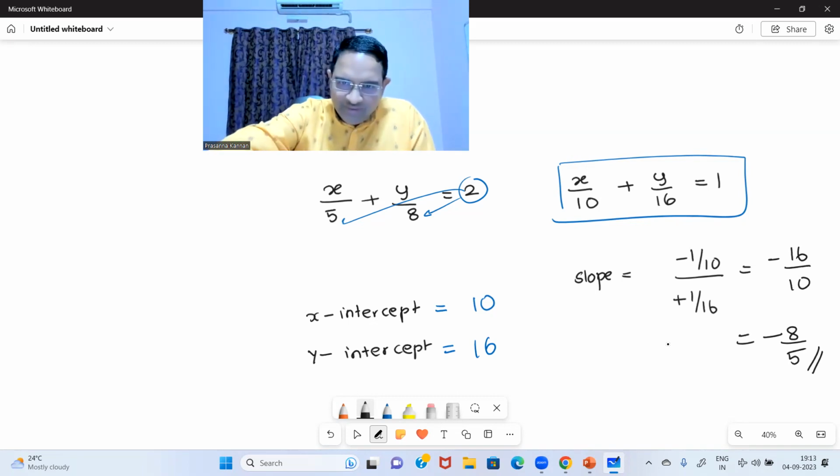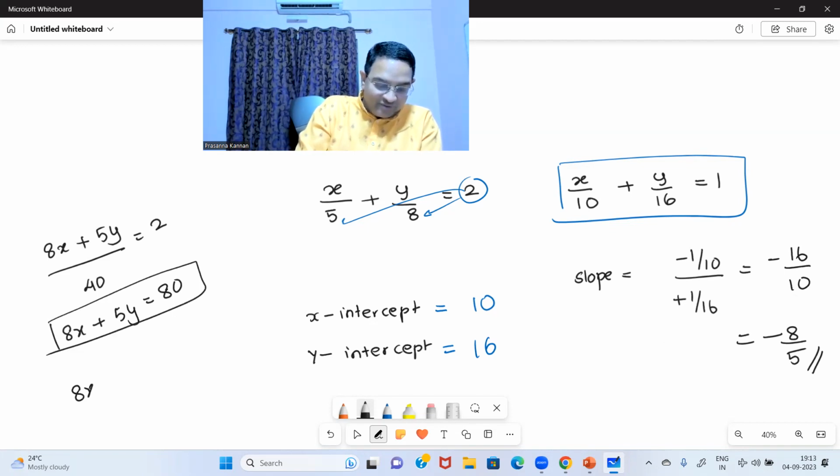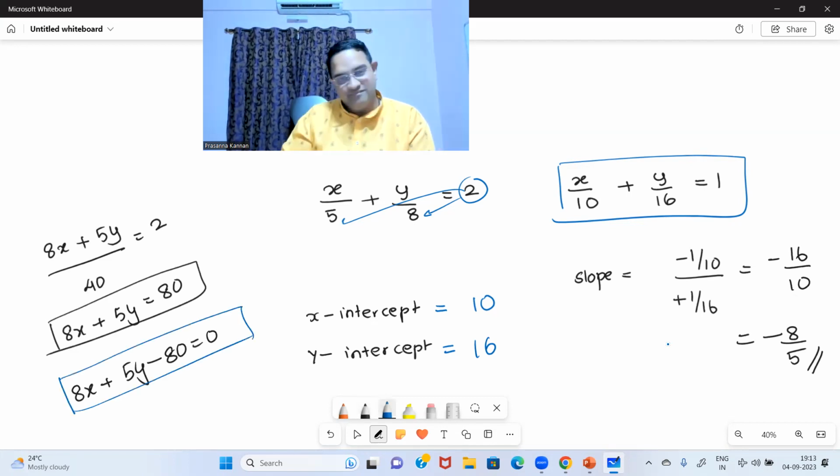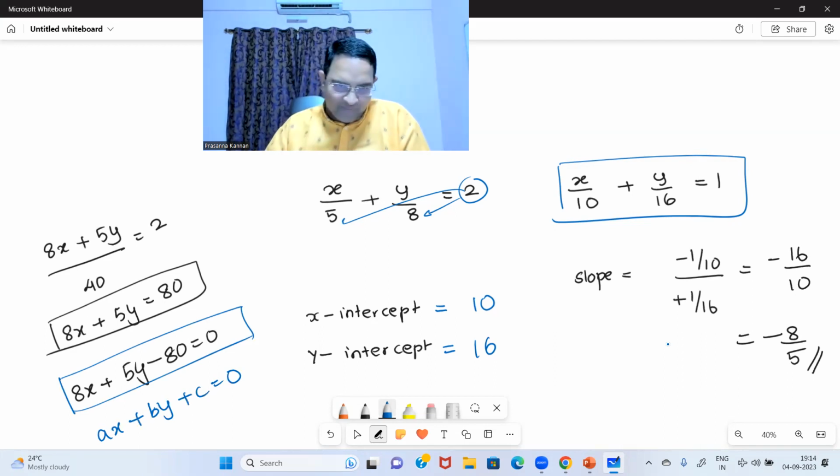Or you can also do LCM. What is LCM? 8x plus 5y divided by 40 is equal to 2. So 8x plus 5y is equal to 80. Or you can bring it to the side: 8x plus 5y minus 80 equal to 0. And then you can apply the formula. That is also fine, because this is in the form ax plus by plus c equal to 0, a comfortable form. Correct? You can get all these answers after doing the simplification also.